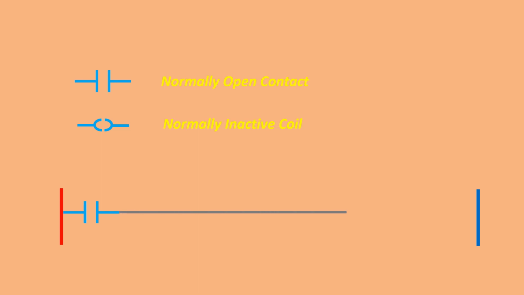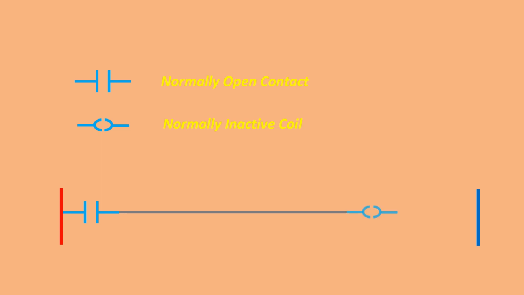For example, this shows a normally open contact. This shows a normally inactive coil. This may also represent any output device such as a light or motor. Let's connect these. The red line indicates the positive terminal and let the blue line indicate the negative terminal. And we will connect these two components using interconnecting wires.